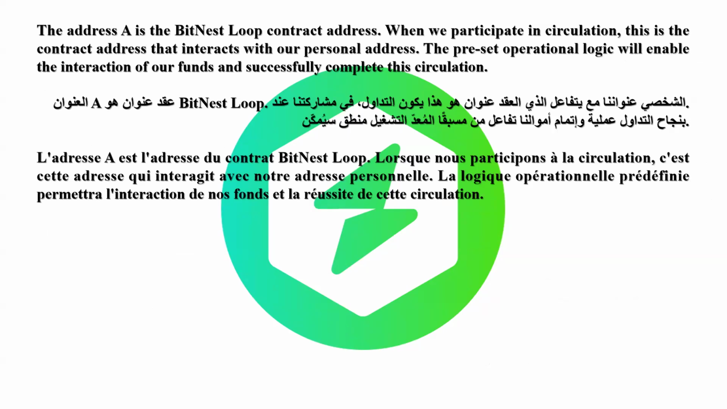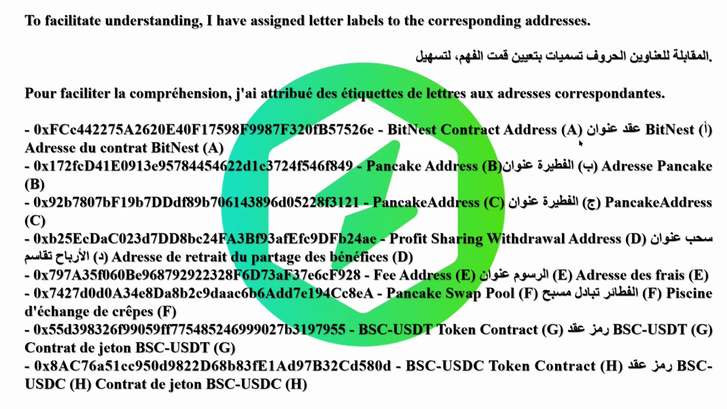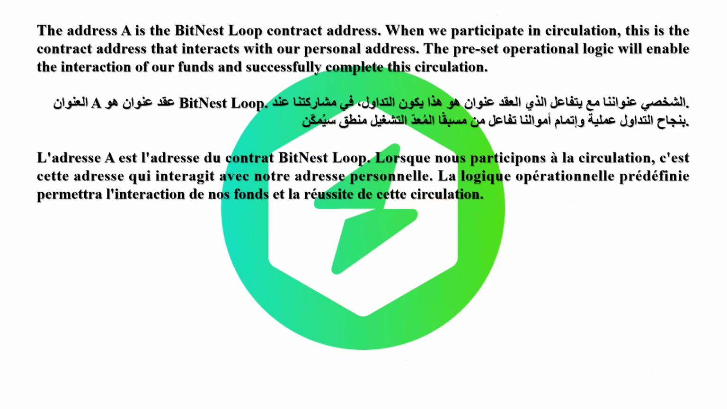So when you go back, this is address A, the BitNest contract address. B is the Pancake address. C is the Pancake address also. The address A is the BitNest loop contract address. When we join in circulations, this is the contract address that interacts with our personal address. So the preset operational logic will enable the interactions of our funds and successfully complete these circulations.